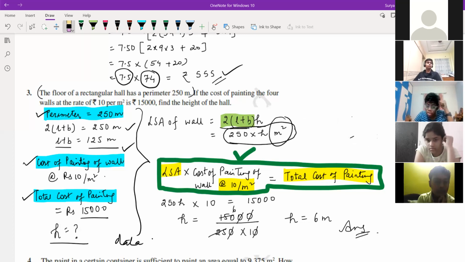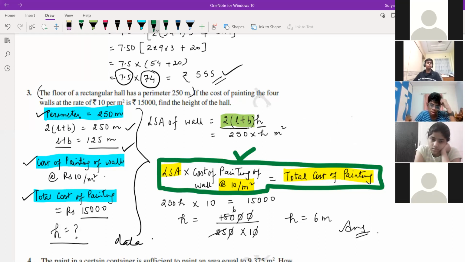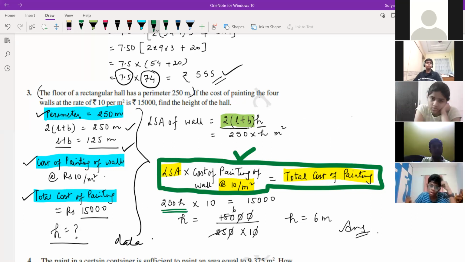So now the formula I've written down is: LSA into the cost of painting the wall at 10 rupees per meter square is equal to the total cost. Why have I written 250H? Because 2 into (L plus B), this whole part, is 250. So 250H into 10 is equal to 15,000. Now after solving, you'll get the answer. Is it clear? Yes, sir.